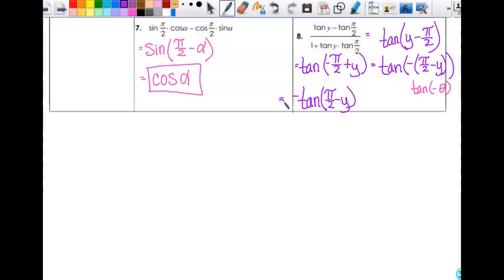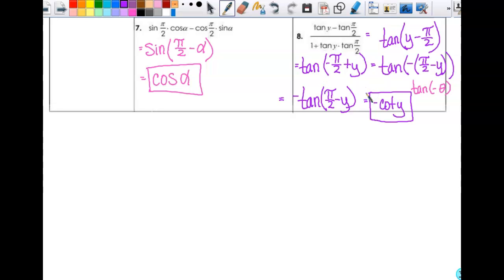So now, I don't have a negative tangent of pi halves minus y, but I can find tangent of pi halves minus y, or at least theta on here. And when I find that, tangent of pi halves minus theta, that gives me cotangent theta. So that means this would have to be negative cotangent y.